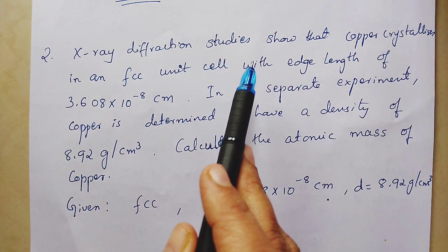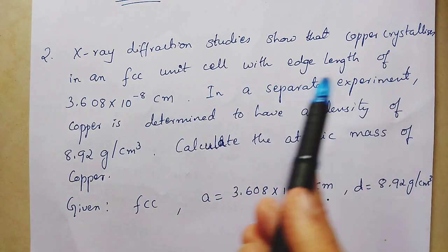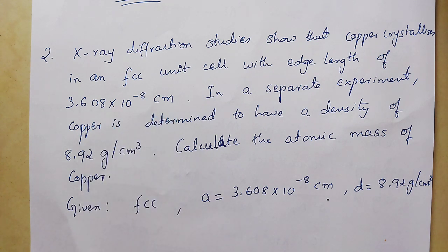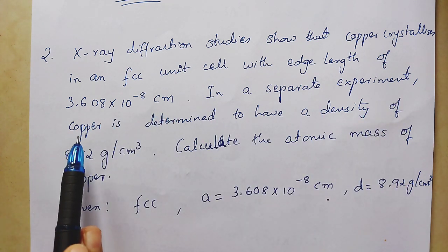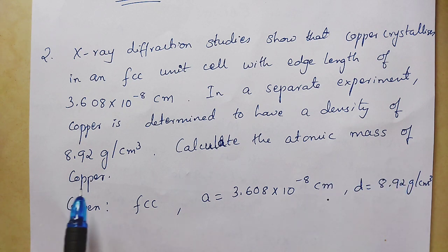X-ray diffraction studies show that copper crystallizes in an FCC unit cell with edge length of 3.608 into 10 to the power minus 8 centimeter. In a separate experiment, copper is determined to have a density of 8.92 gram per cm cube. Calculate the atomic mass of copper.